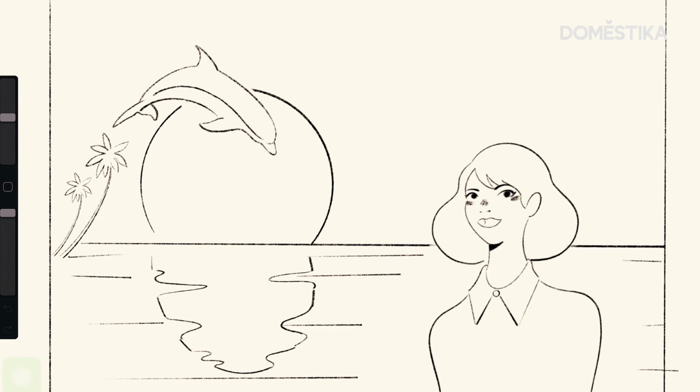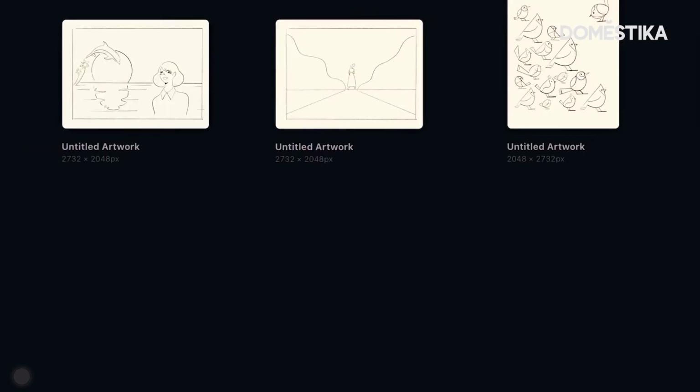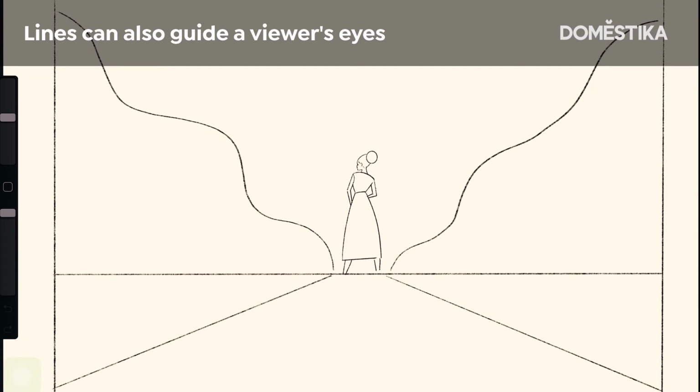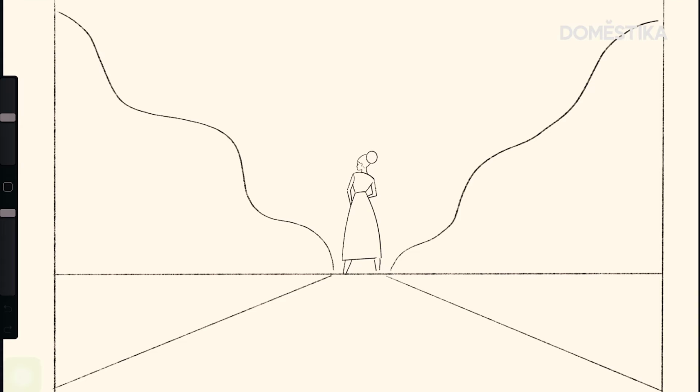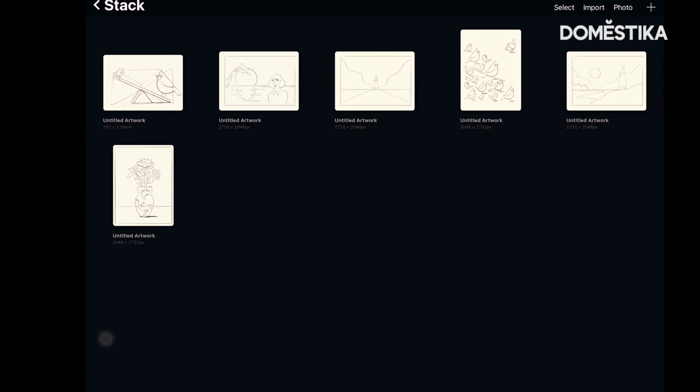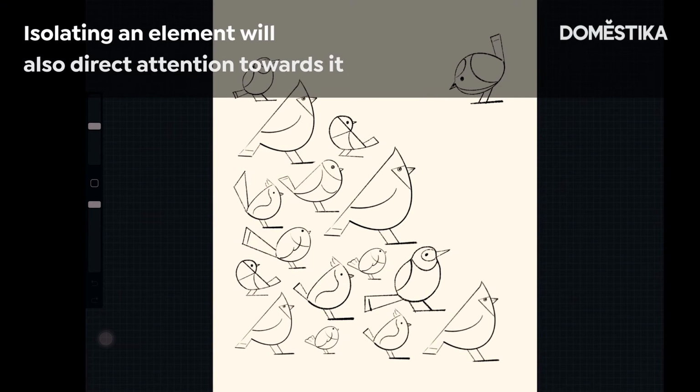Another way that you can create a focal point is using lines. Like in this example, I have drawn these lines of the road and these lines of the cloud that directly point to the small figure in the horizon. Although the woman is small, your eyes are naturally drawn into the woman because of the lines pointing to the figure. Another way that you can create a focal point is by isolating elements.